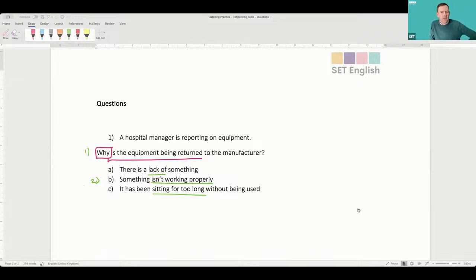So what have we heard so far? He said that it's disappointing, so I'm assuming it's not working really well.